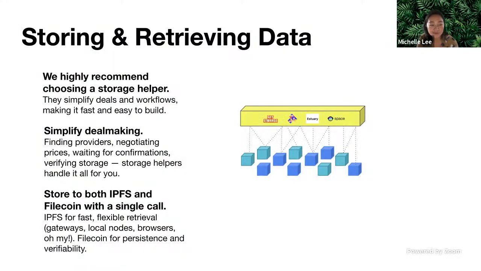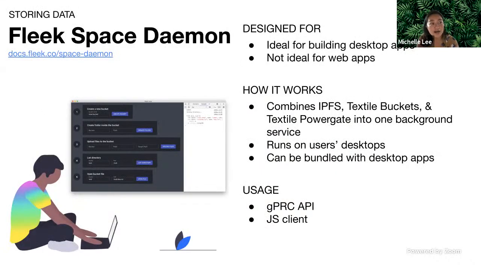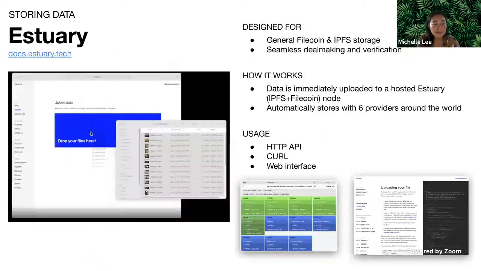Like I said, I really recommend choosing a storage helper. It simplifies deal making. It stores to both types of networks with a single call. One option, if you're building desktop apps specifically, is to use Fleek's Space Daemon SDK. It combines IPFS and some Filecoin tools into one background service. It runs on your users' desktops, and it can be bundled with the desktop app.